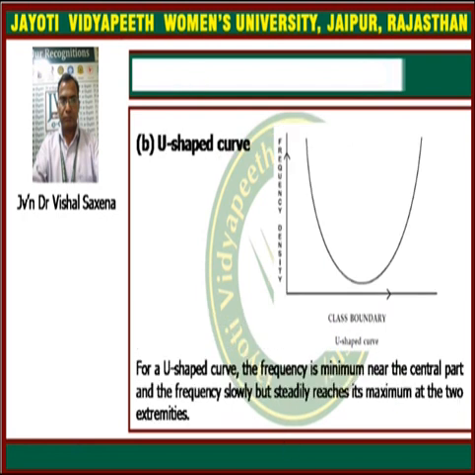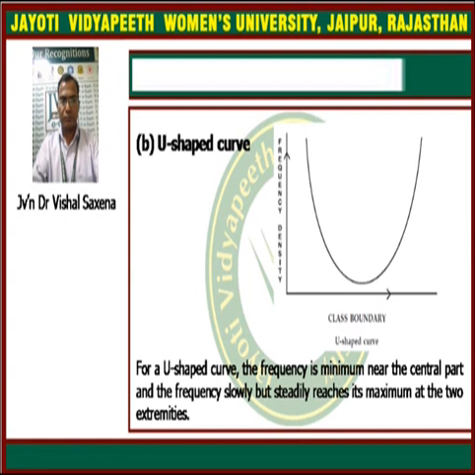Next is the U-shaped curve. We can observe this curve is U-shaped, and in a U-shaped curve the frequency is minimum near the central part. The frequency for this curve will have its minimum value near the central part, and the frequency slowly but steadily reaches its maximum at the two extremities.